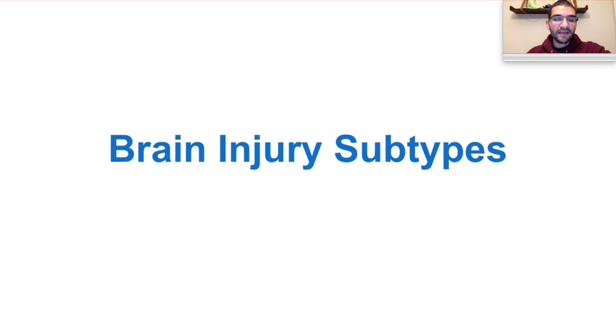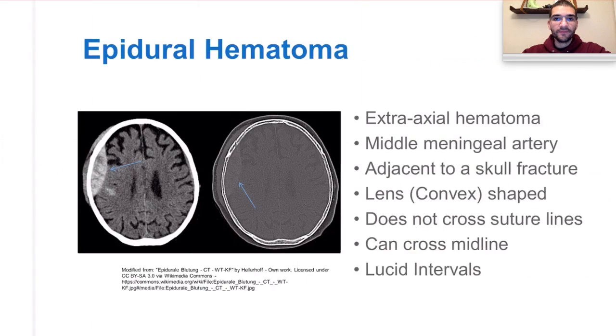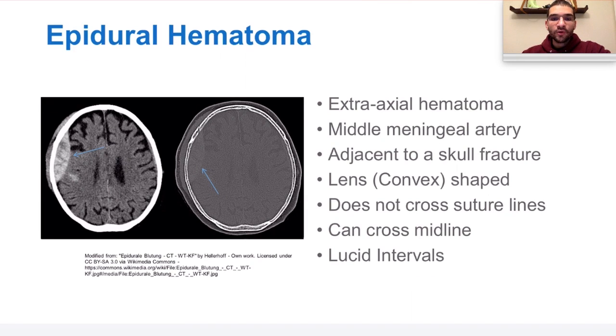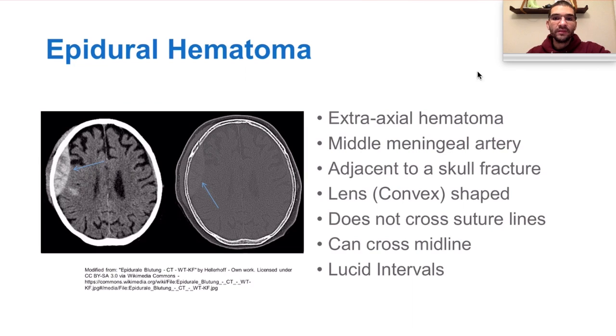So let's discuss now the different brain injury subtypes. The first subtype is called the epidural hematoma. The epidural hematoma is an extra-axial hematoma, and what I mean by extra-axial is that it is outside the actual brain parenchyma. It is often caused by an injury to the middle meningeal artery, which runs right here on the side.